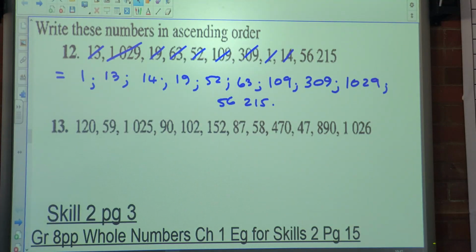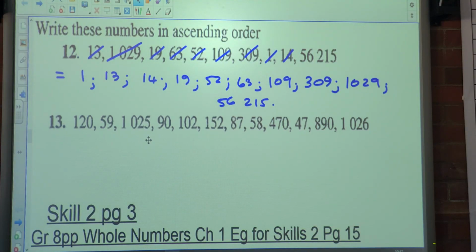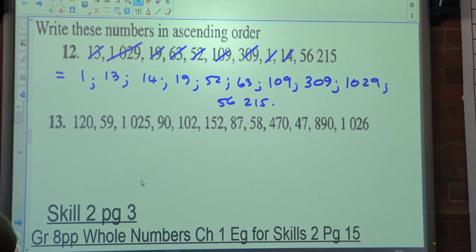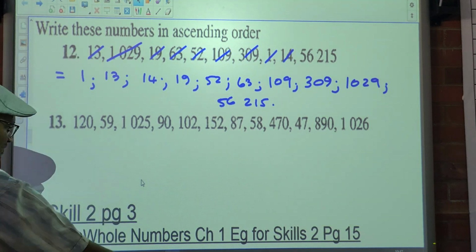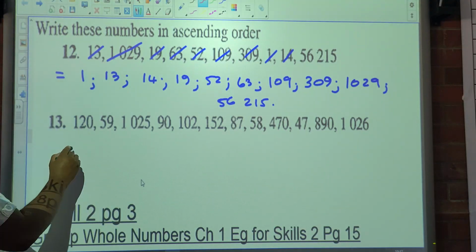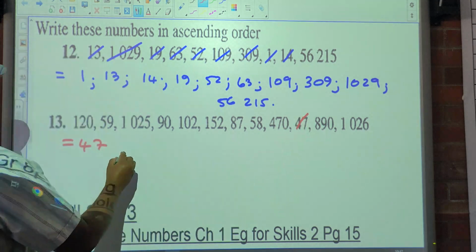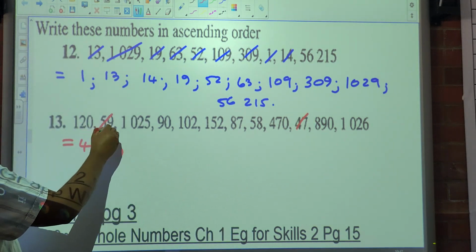Okay, so the next, I will read out the numbers first so that we don't get confused. It's 120, we got 59. 1,025, we got 90. 102, 152, 87, 58. 470, 47, 890, 1,026. So what's the smallest number here? 47. Then? 59. 58.